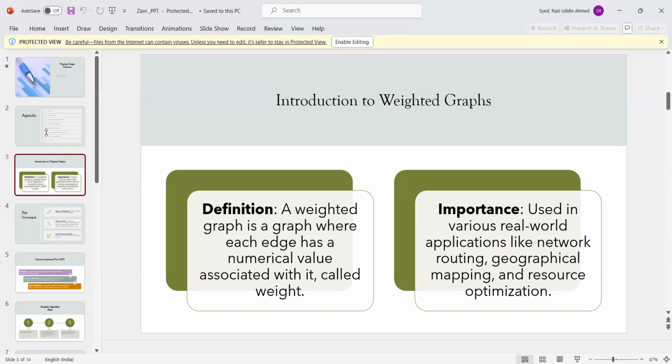Network routing: find the most efficient path for data packets. Geographical mapping: calculating distances or travel cost between locations. Resource optimization: allocating resources in a way that minimizes costs.